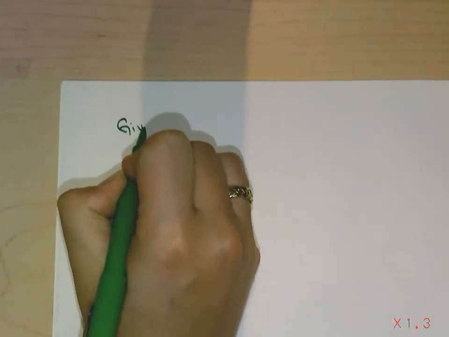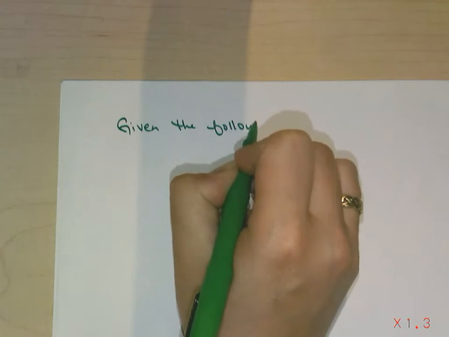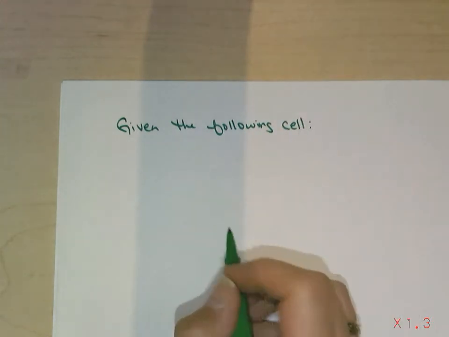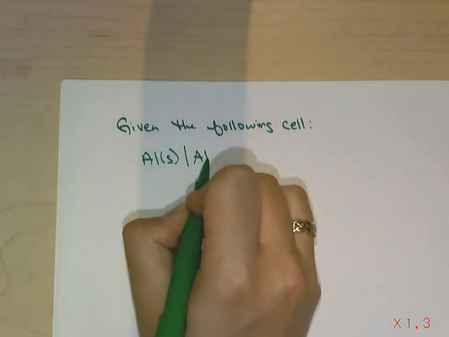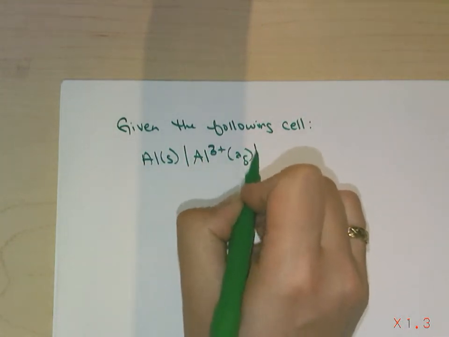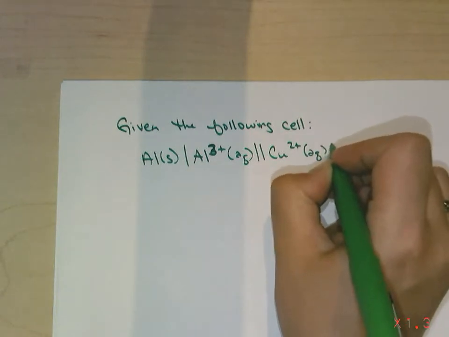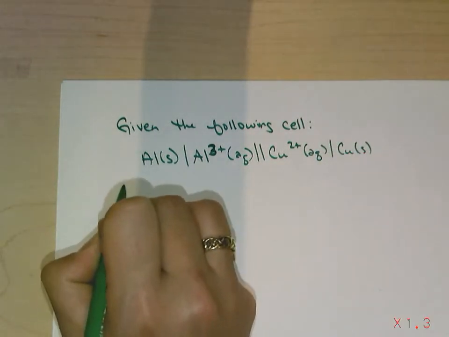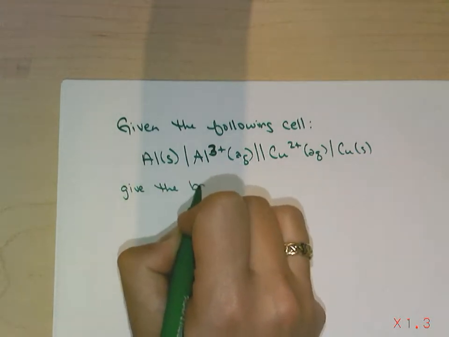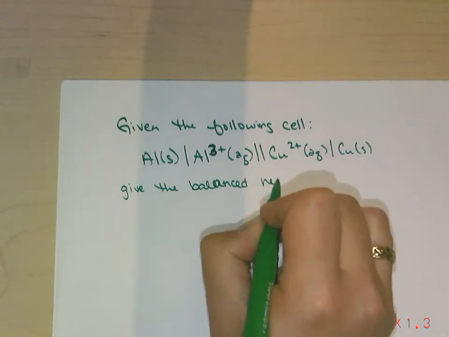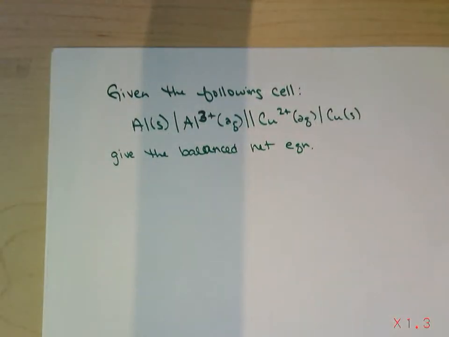All right, how about, let's say you're given the following cell. What would be the balanced net equation for that?